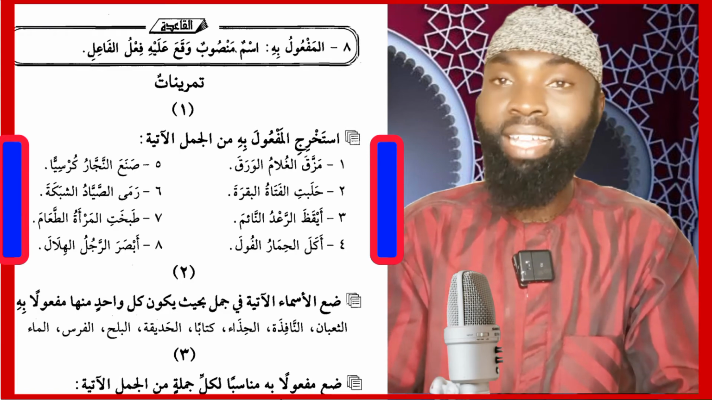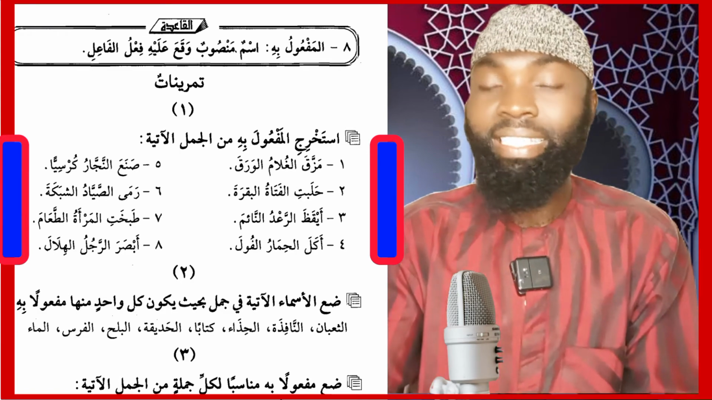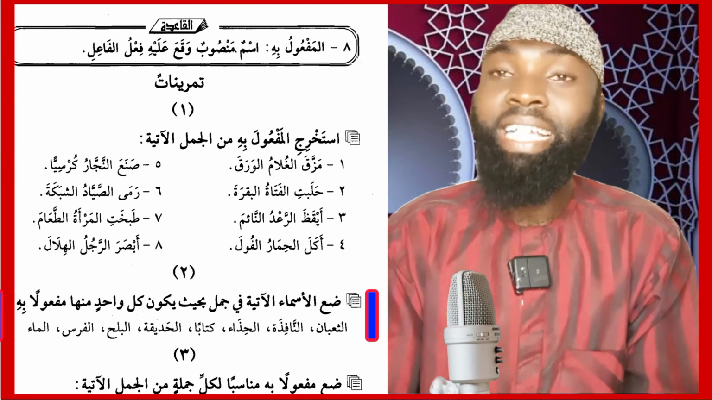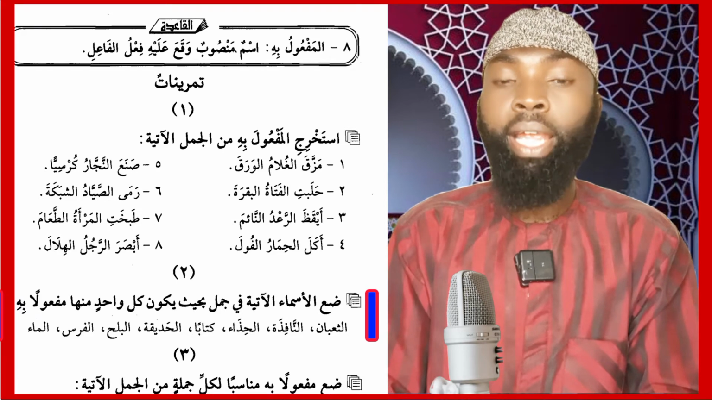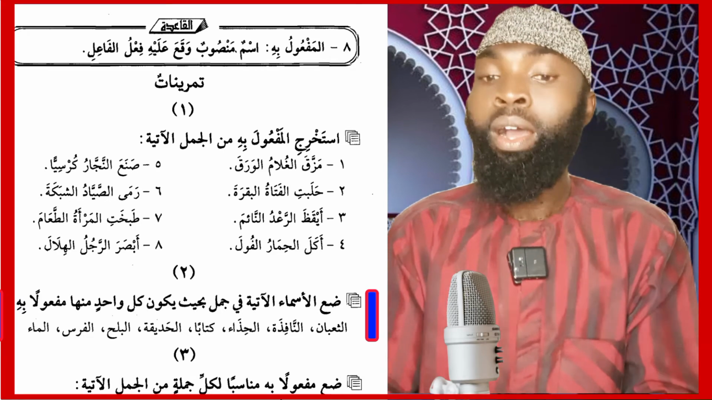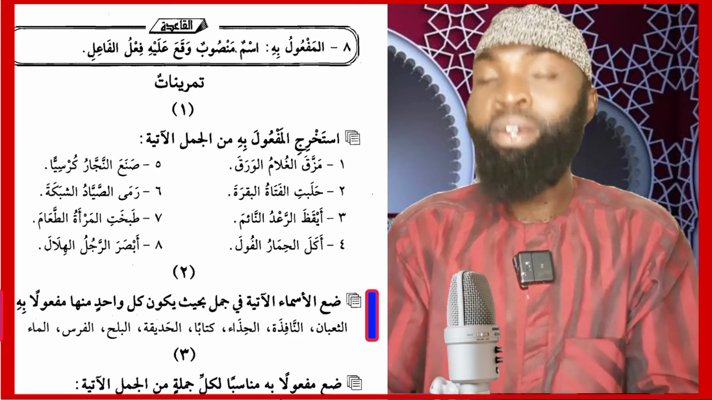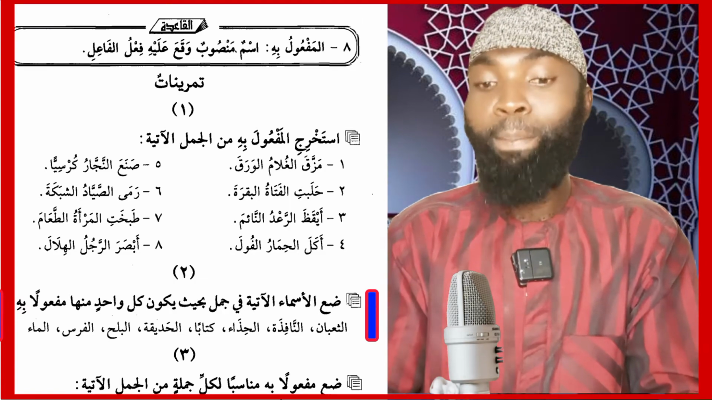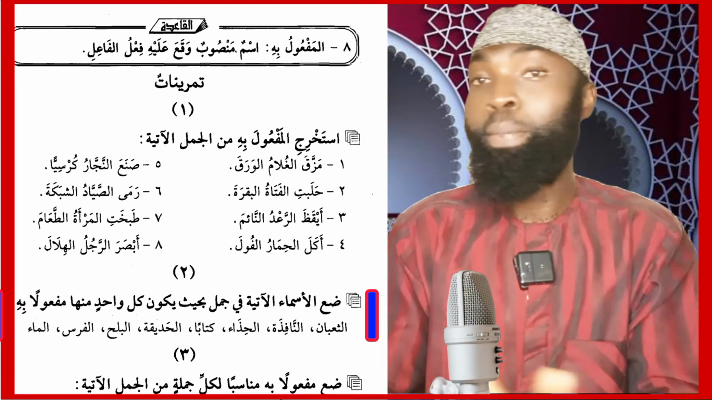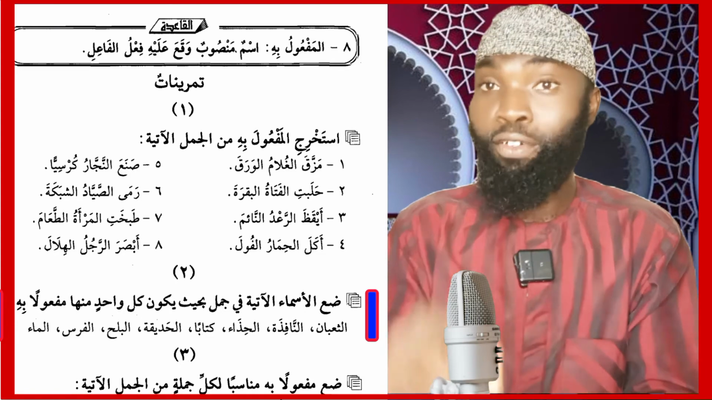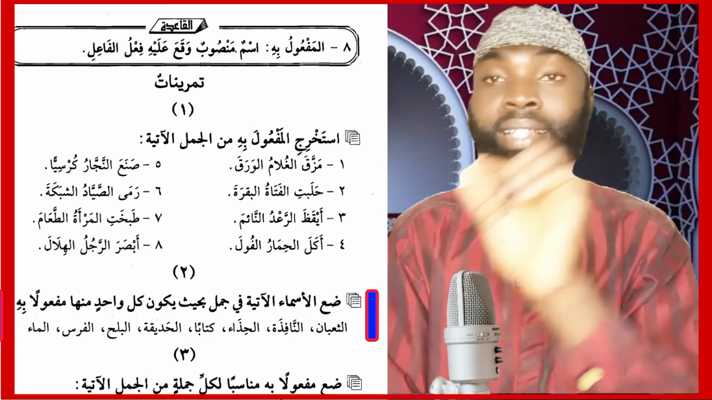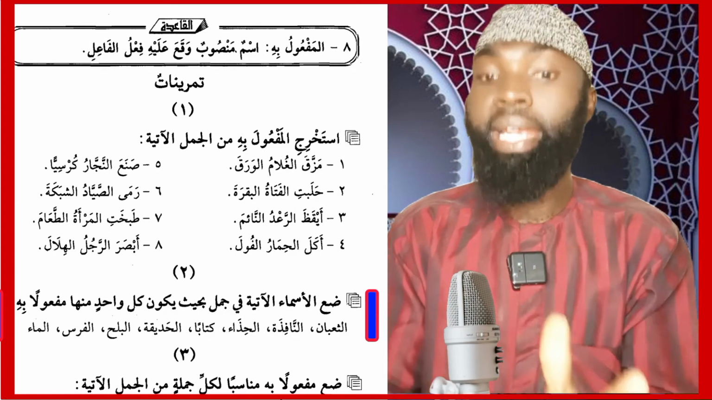Let's move on to Tamrin al-Thani, which is the next exercise. The instruction says, put the following nouns in sentences such that each of them is an object. All of the following words below, put them in a sentence and make sure they are serving as the maf'ulun bih, as the object of the sentence, the receiver of the action. Therefore, they will surely end with fatha at the end as the accusative case.